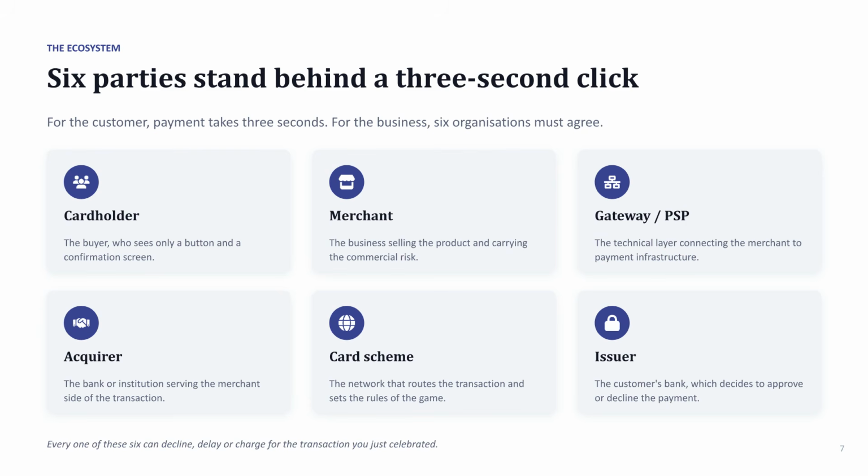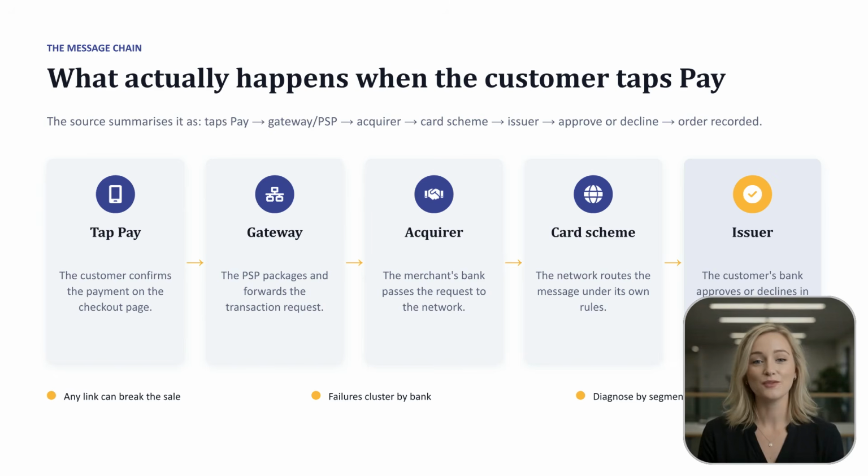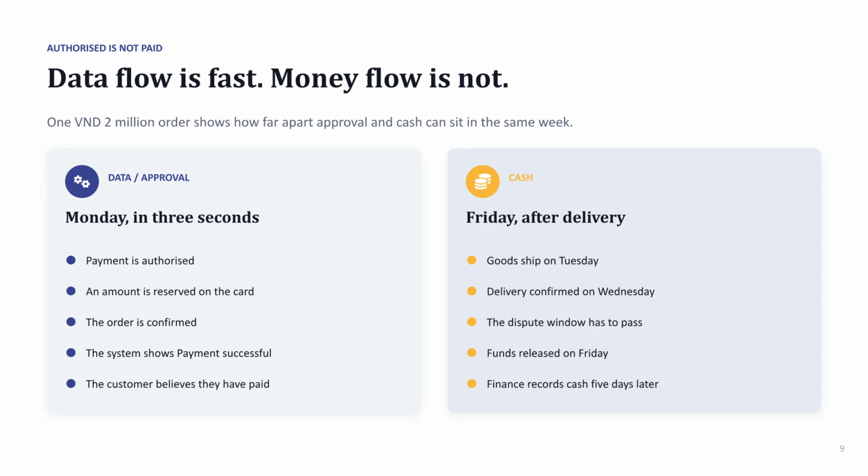6 distinct parties stand behind that 3-second click: the cardholder, merchant, gateway, acquirer, card scheme, and issuer. Each plays a role in whether the transaction is approved or declined. When a customer taps pay, a message travels through the ecosystem to the issuer. Any link in this chain can cause a failure. Therefore, it is essential to diagnose issues by segment, rather than just looking at total numbers. It is critical to remember that data flow is fast, while money flow is not. An approval happens in seconds, but receiving the actual cash can take several days depending on the settlement process.